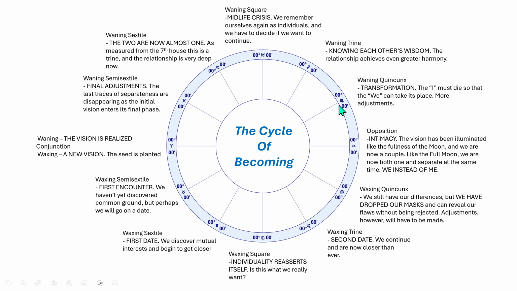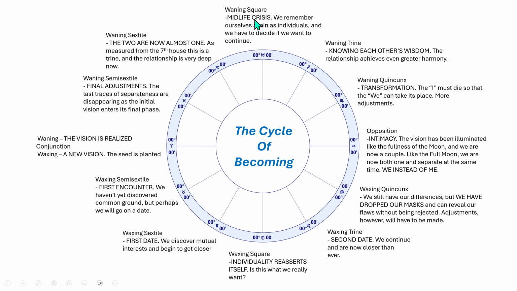Now, the waning quincunx, that's also going to be the waxing semisextile for the relationship. This relates to the eighth house. It has to do with transformation. At this point in the relationship, the I must die so that we can take its place, and more adjustments have to be made. But when we get to the waning trine, which is waxing sextile from the seventh house point of view, I call that knowing each other's wisdom. This is where we begin to really understand each other's mind, and the relationship achieves even greater harmony.